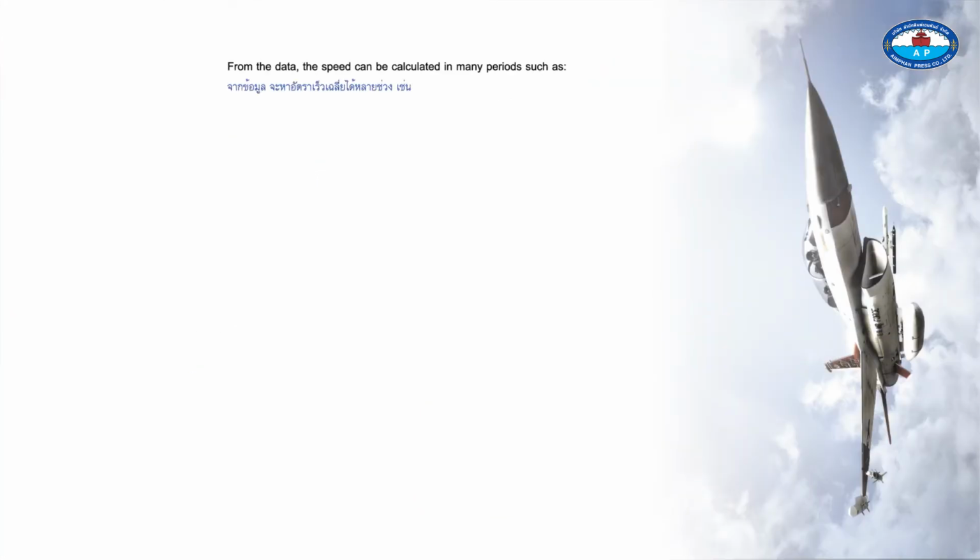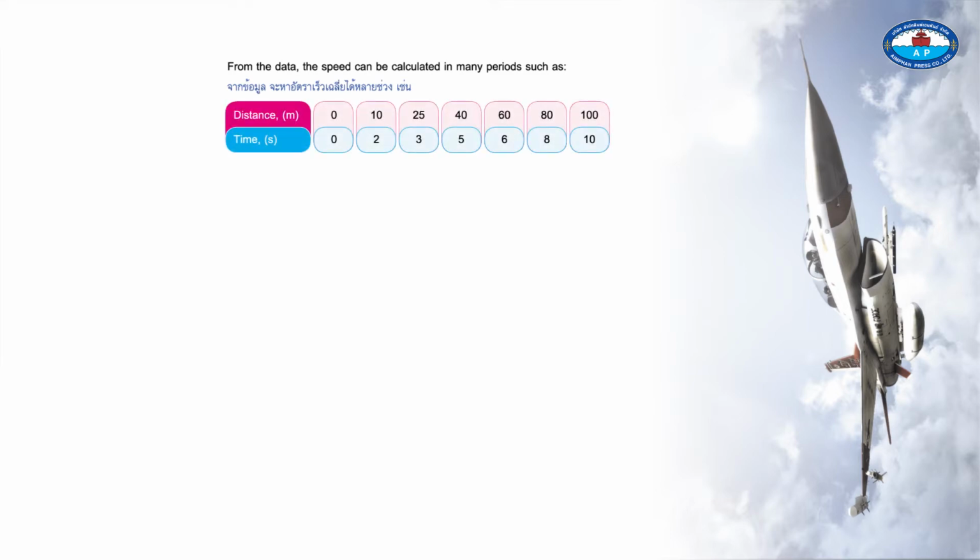From the data, the speed can be calculated in many periods such as distance, time: 0 meters, 0 seconds; 10 meters, 2 seconds; 25 meters, 3 seconds; 40 meters, 5 seconds; 60 meters, 6 seconds; 80 meters, 8 seconds; 100 meters, 10 seconds.